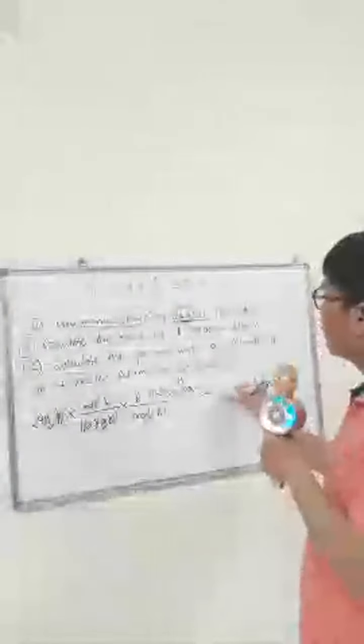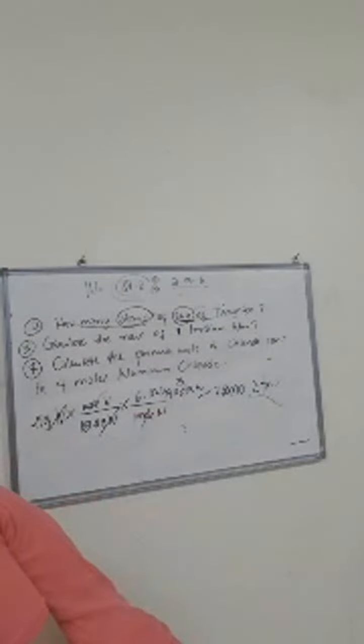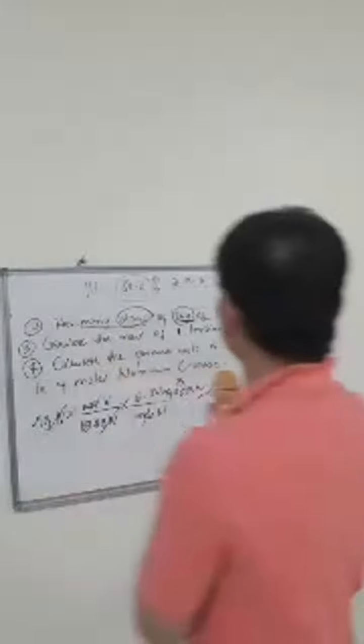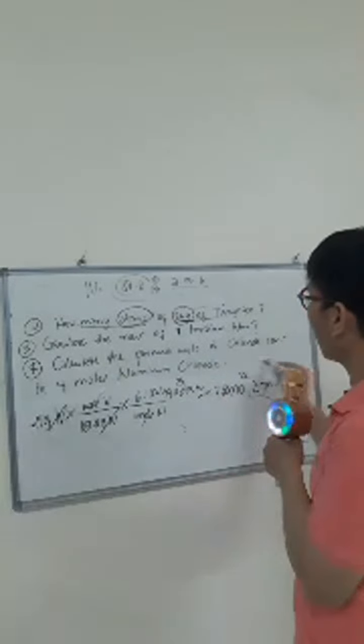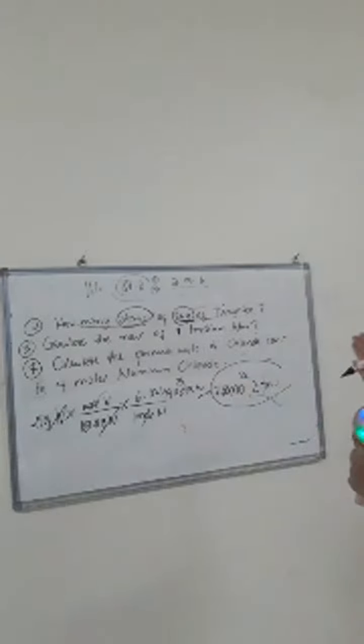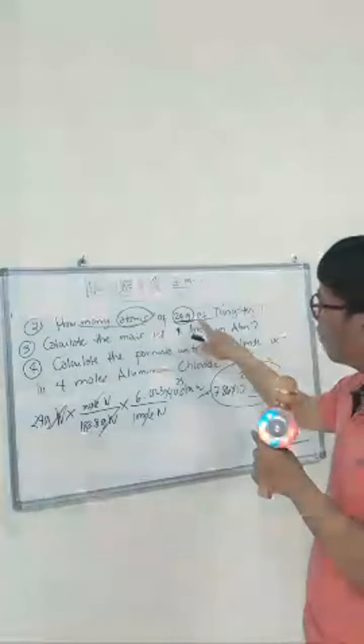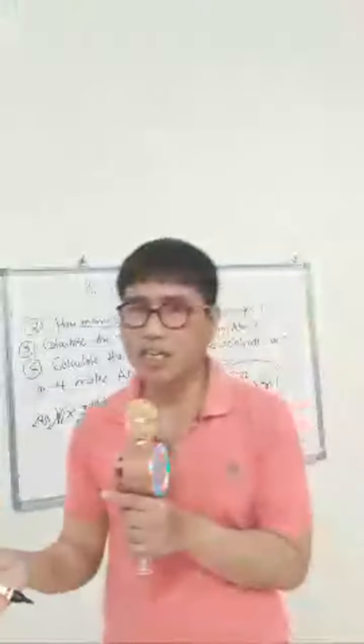7.86 times 10 to the 22. This is your answer in number 2. There are 7.86 times 10 raised to the power 22 atoms of tungsten, by having this given 24 grams of tungsten initially.